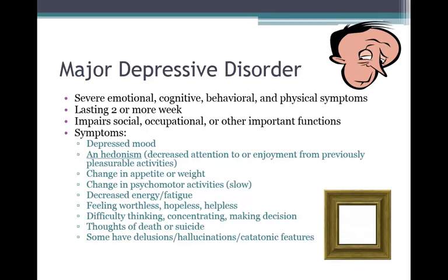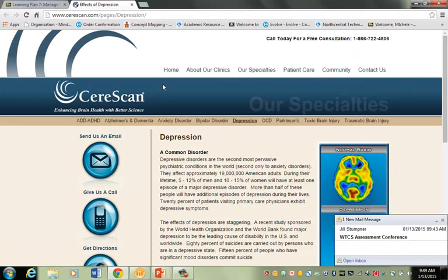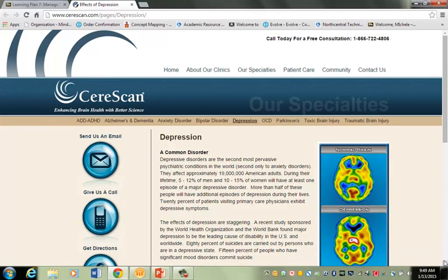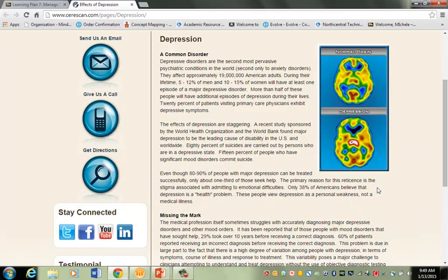So what causes this? There are 2 thought processes. One is that it's genetic, and the second is that there's a chemical imbalance in the brain. And this chemical imbalance is specifically related to serotonin and norepinephrine levels. I did want to give you a visual here of what the brain would look like. Excuse me, let me get rid of this. What the brain looks like compared to a normal brain when somebody's having depression.